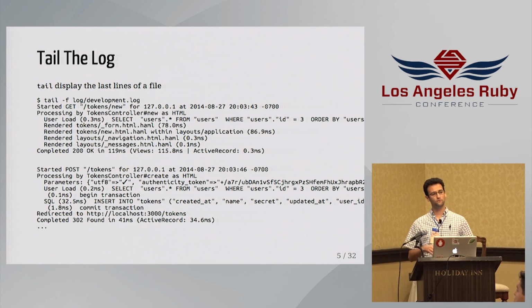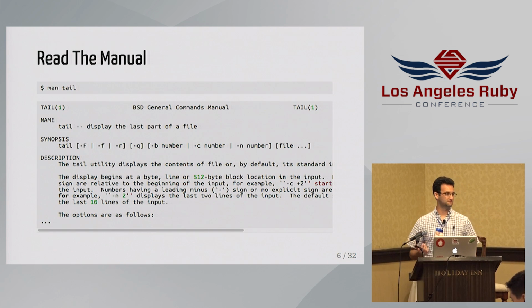So the command won't really exit until you tell it to. That means that as more requests come into the Rails app, you'll keep getting output. So how do you get more information about this or other commands I'm going to talk about?